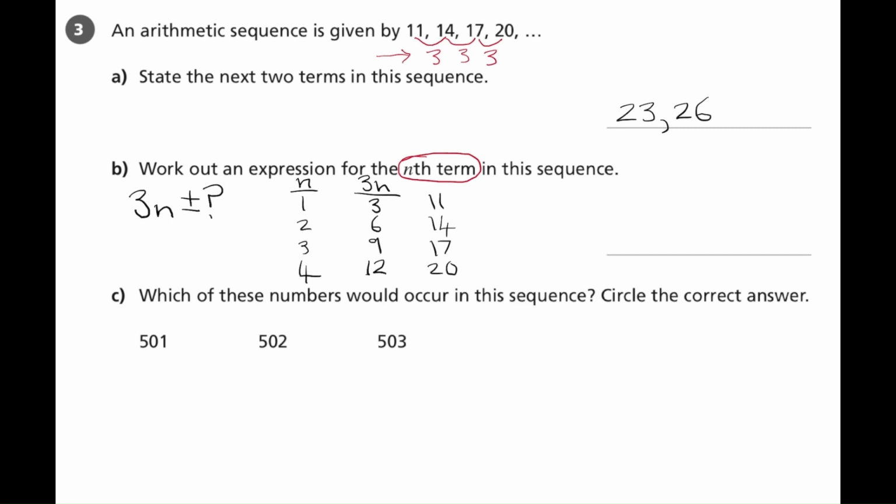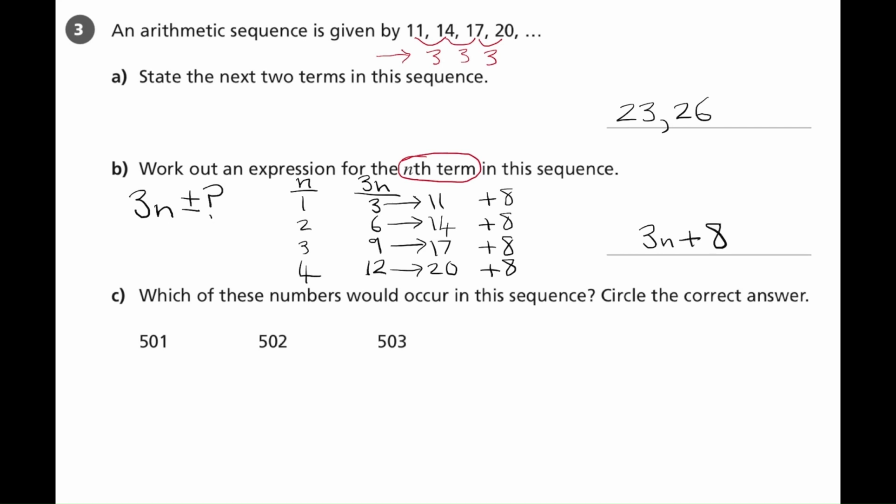And now, if we look at these numbers, we can either add or take away a number to make the 3n number equal the sequence number. So if we look at the 3 and 11, we would add 8. If we look at the 6 going to 14, we would add 8. If we look at the 9 going to 17, we would add 8. And if we go from 12 to 20, we would add 8. So add 8 must go with the 3n. So the nth term for this sequence is 3n add 8.